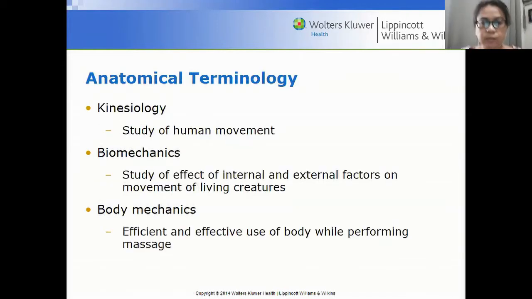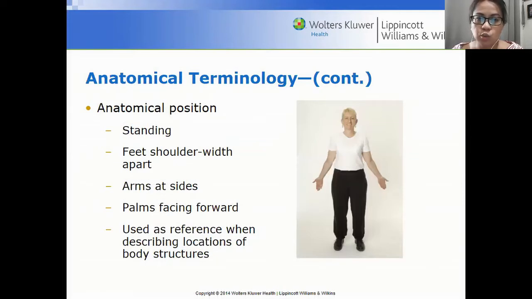So the anatomical terms, number one, is kinesiology. This is the study of human movement, wherein anatomy is the study of structure, and biomechanics is the study of the effects of external factors on the movement of living creatures, while body mechanics is the efficient and effective use of the body while performing movement. The anatomical terminologies use the anatomical position. This is the standing position wherein you can see the palms of the hands facing front, with feet shoulder-width apart. It is used as a reference when describing the location of body structures.